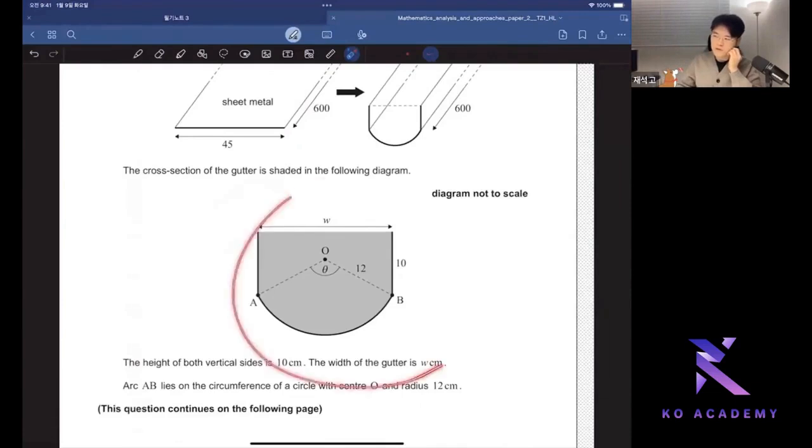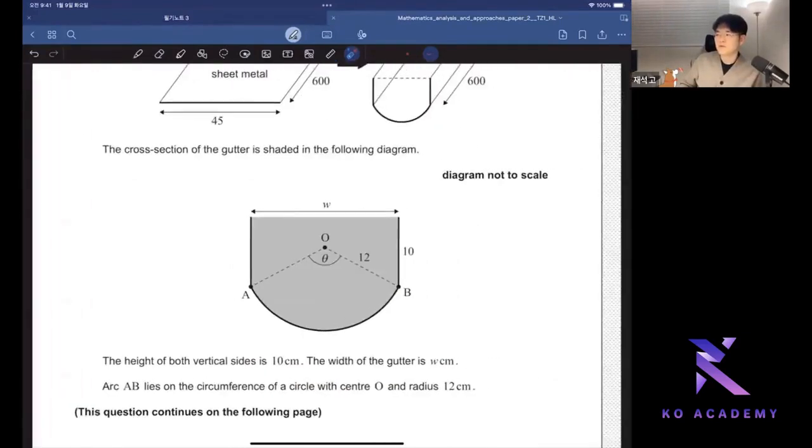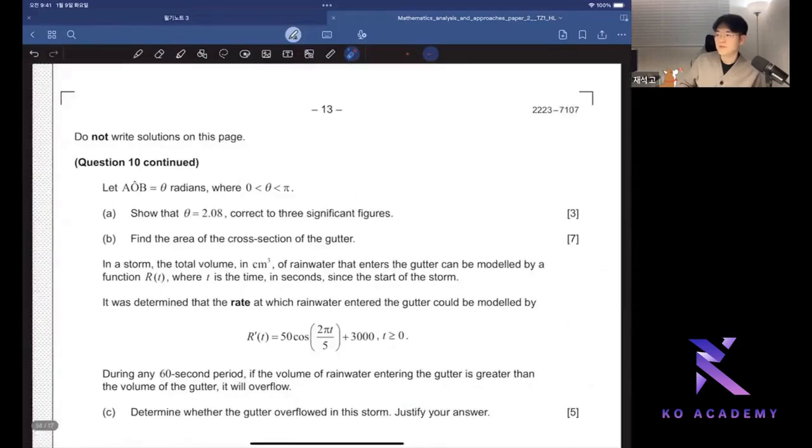So I made it like this. Is this right, guys? What are we supposed to find in this problem? Are we supposed to find something like that? First, it says to find the angle of 2.08.